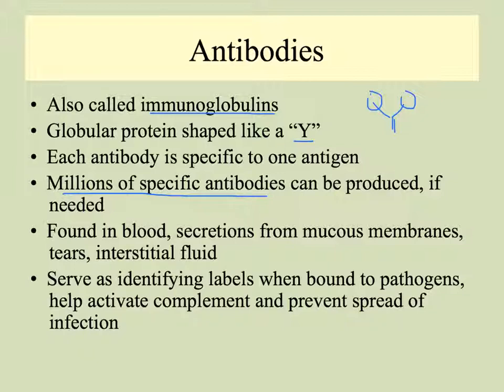Antibodies can be found in fluids all over your body: in your blood, in secretions from the mucous membranes, in your tears, and in the interstitial fluid, which is just the plasma that's left the blood and gone in between the tissues. As I said earlier, they serve as identifying labels once they have bound to the antigen on the pathogen. They help activate the complement group of proteins, and by causing inflammation, they help prevent the spread of infection, because inflammation allows our body to wall off a portion that is under attack and keep the infection from spreading.